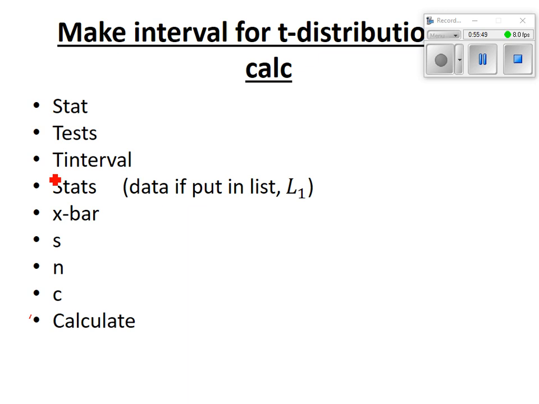Notice this time, instead of the third one here, this is the one that changes. On the last stuff we did, it was Z interval. Now it's T interval. So make sure you get to the right one on your calculator.